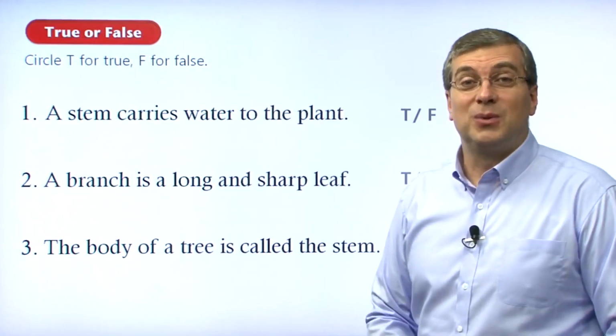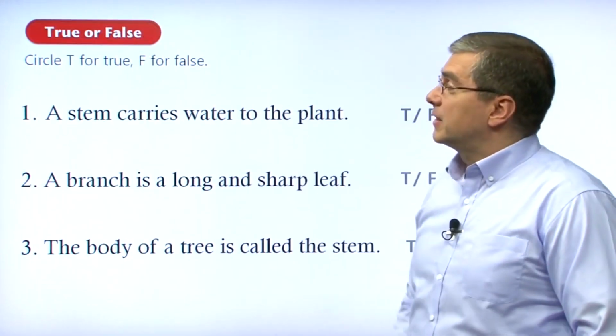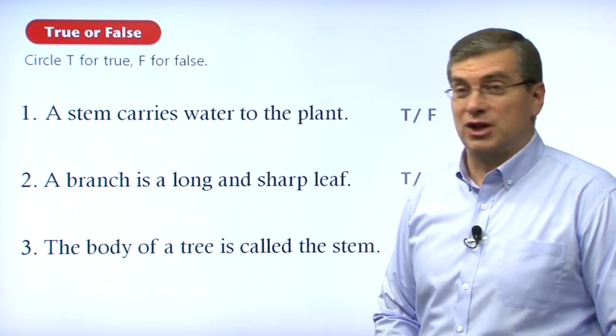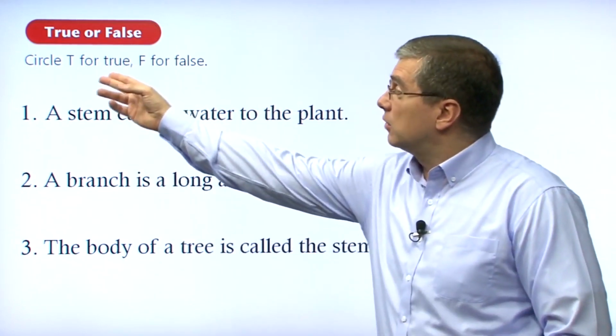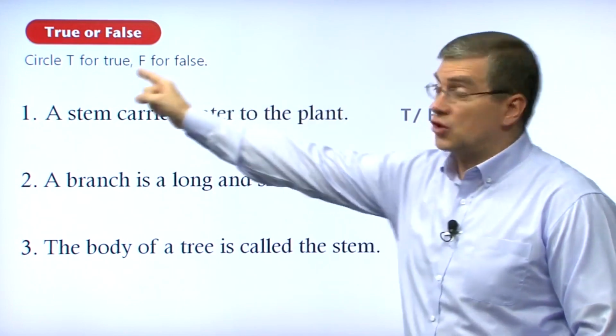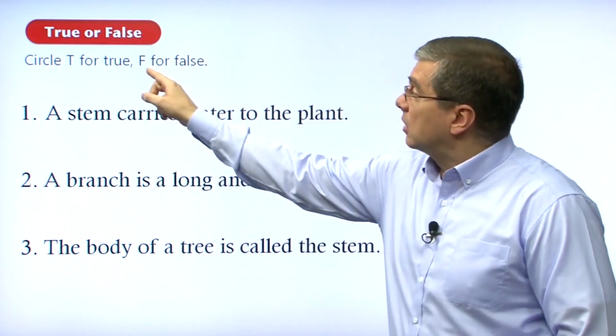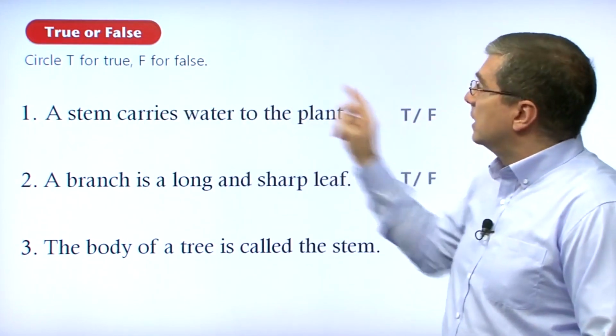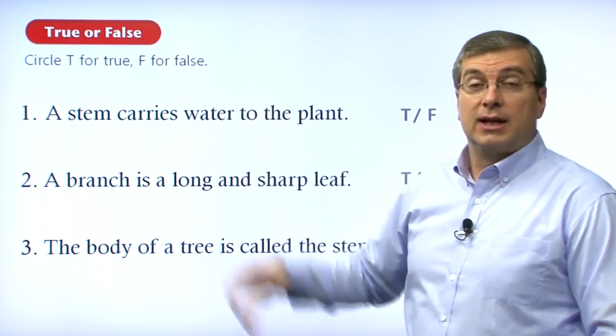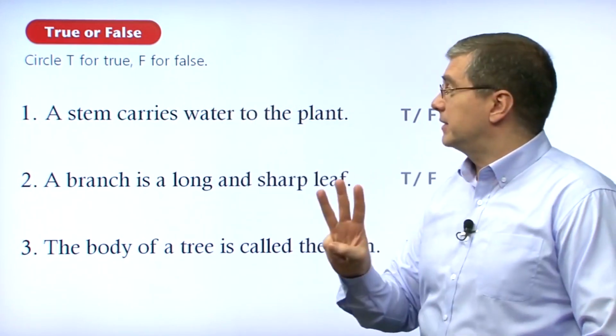Okay, let's continue with our review. Here we have some true or false questions. So the directions are: circle T for true if the statement is true, and circle F if the statement is false. Let's go over these statements. We have 3 statements here.